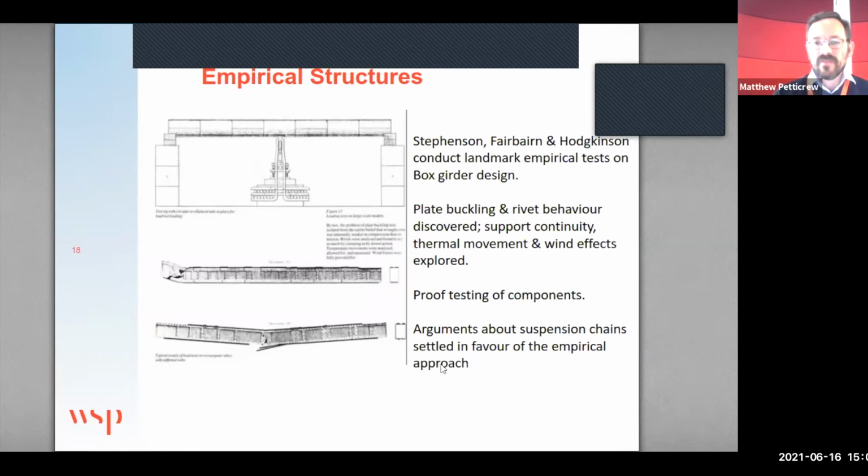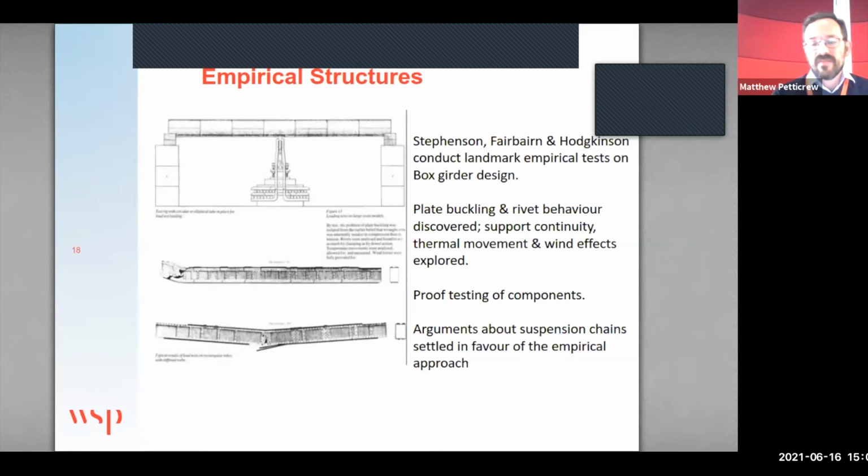And those were really landmark tests because one of the first things they discovered was plate buckling. And that was really important because until that point, everyone had thought that wrought iron was weaker in compression than it was in tension. And that certainly wasn't the case. It was due to the phenomenon of buckling, which wasn't understood at that time. They also discovered that rivets behave by friction rather than doweling action, as everybody had thought up until that point in time.